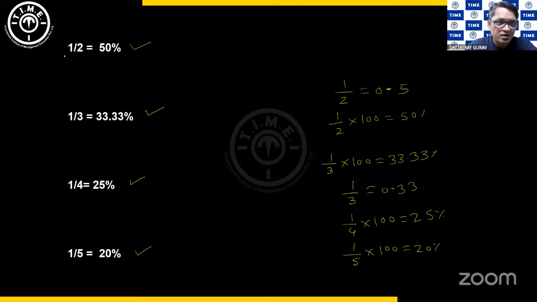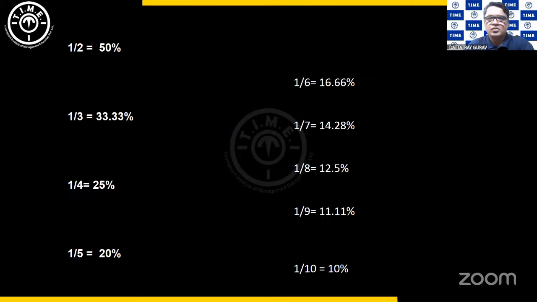Maybe I can say it's nothing but 100 divided by 2. Maybe I can say 100 divided by 3. It may be 100 divided by 4. It may be 100 divided by 5. So just take the next step now. Similarly, if I consider 1 by 6, what is 1 by 6? I can say 100 divided by 6.